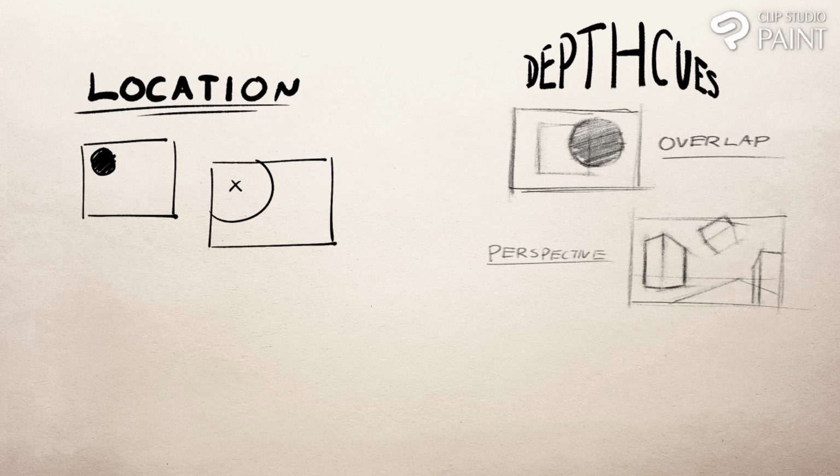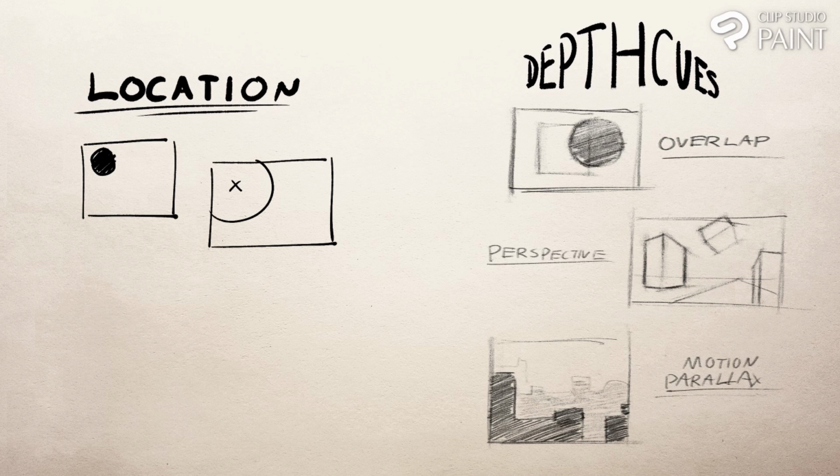And the last one is motion parallax. Now, this foreground will be moving by you the fastest. Now, the midground will be moving slower than the foreground. That'll tell your brain that it's slightly farther away. And now the background will be moving the slowest. The background is even farther away.